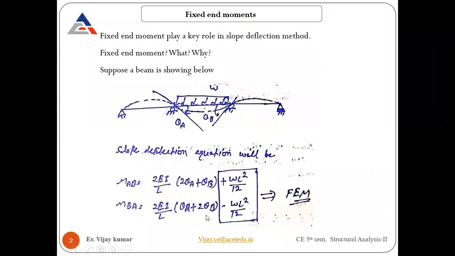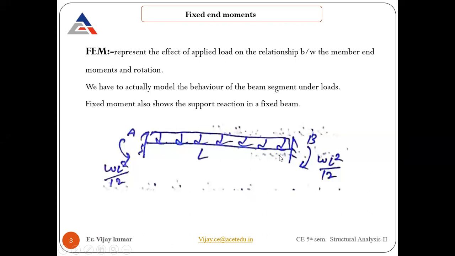And for MBA, just for sign convention, one will be positive and the other will be negative. These two values are considered to be fixed end moments. Basically, fixed end moments allow us to reduce the rotational capacity. Whatever rotation takes place, suppose this beam is going to deflect somewhat like this. Let me draw something, annotate if I'm able to do it. These are the points here.